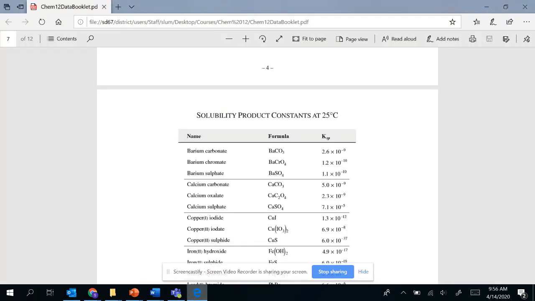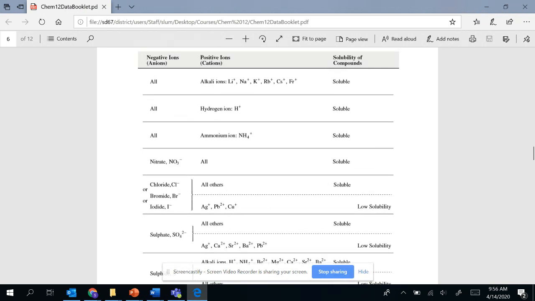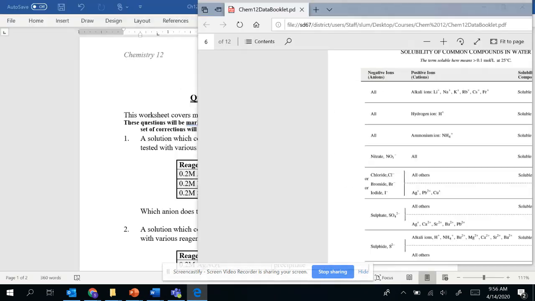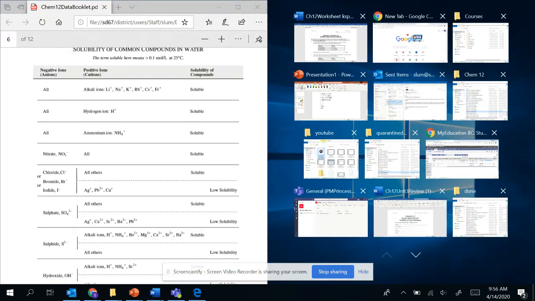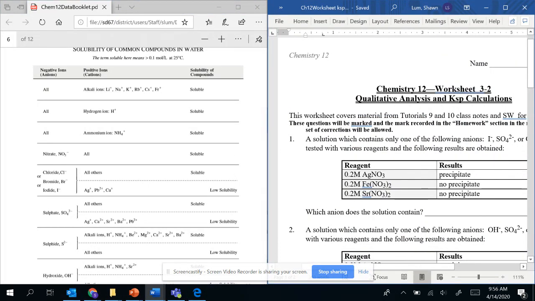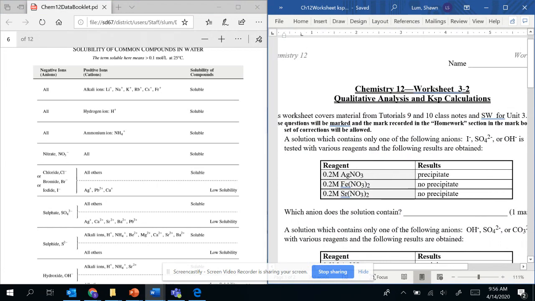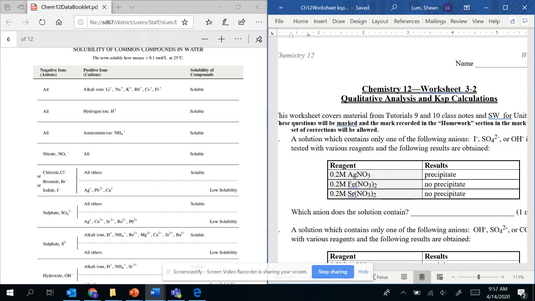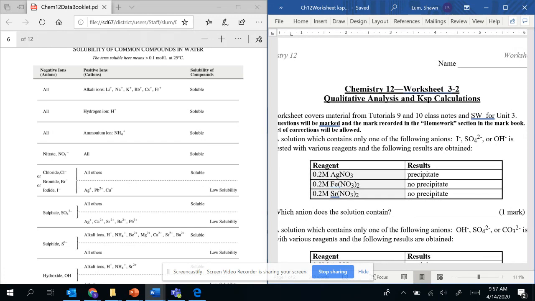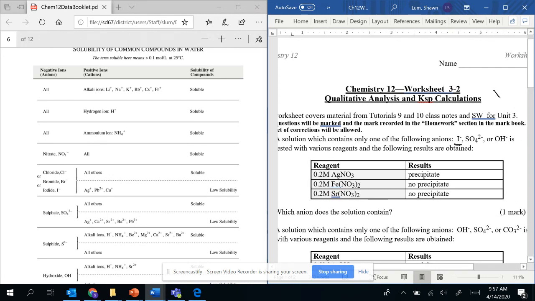So first thing is that we should have our data booklet right here. So I'm going to split screen this and look at a few things at the same time and answer it this way. Okay, first question is that a solution which contains only one of the following, it contains either I minus, SO4 2 minus, or OH minus. And we don't know which one of these things it contains, so we test it using silver, iron, and strontium. And so we need to figure out which one it is.